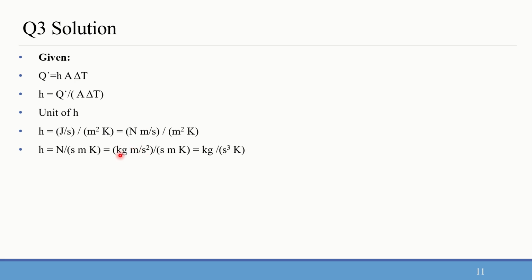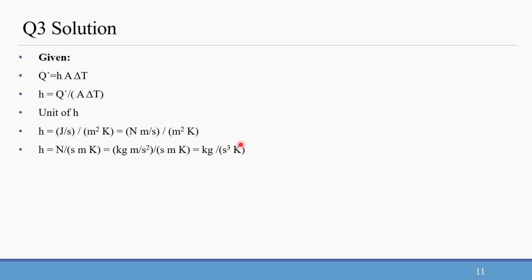I'm saying all this so that you can write it by heart whenever you are solving any problems. That's why I'm saying all the small things also. So it is kg meter per second square divided by second, meter and Kelvin. Now meter and meter get cancelled. S square and S become S cube, and 1 Kelvin remains. So it is kg per S cube into Kelvin.